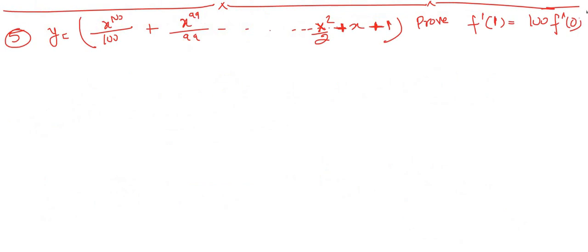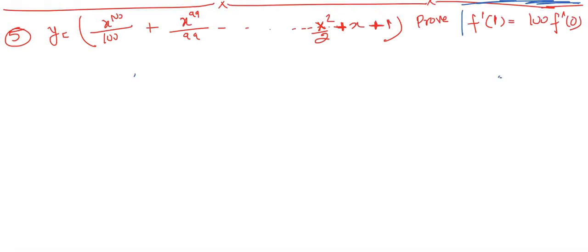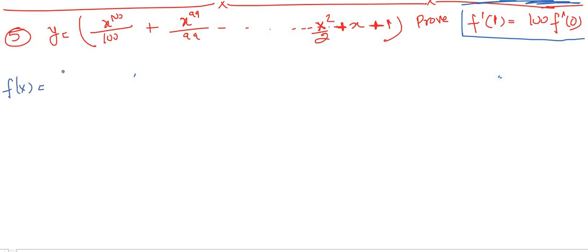This is question number 5. Let's solve it. We are given a big polynomial and we have to prove that f dash of 1 is 100 times f dash of 0. So what does f dash mean? f dash means that you need the derivative of the given function.